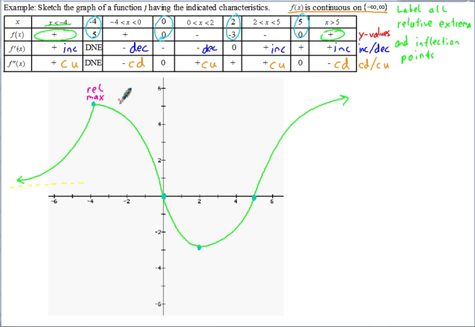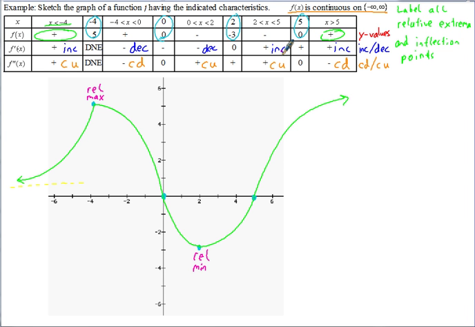Let's look for any relative minimums. You can see the first derivative switches from negative to positive at 2. You can see that on our graph right here. So this is our relative minimum. And that's the only one. That's the only place where the first derivative switches from negative to positive.